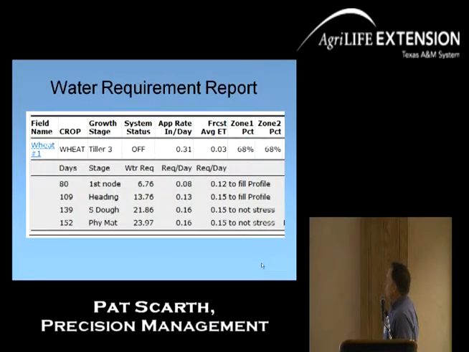We also have a water requirements report where we calculate this: this sprinkler has a capability of delivering 0.31 inches per day. We're 80 days to the first node, and during the 80 days we expect the crop to use 6.7 inches of water, well, that's 0.8 inches of water per day. And so by comparing those two numbers we know we have plenty of capacity to meet that need, so there's no real need that we need to be running today. We can wait for rain.